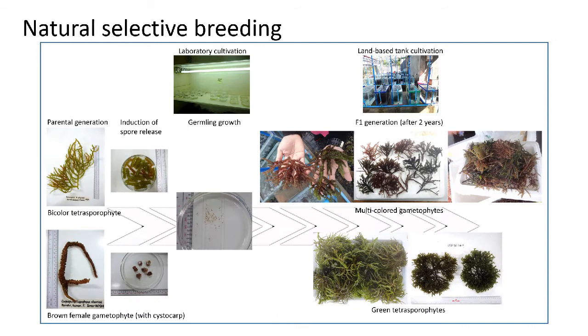This is just a quick rundown of the natural selective breeding that we are doing in the lab. So here on the left-hand side column, you will see the parental generation of the tetrasporophyte and a female gametophyte with the cystocarp. So we induce spore release as shown here in this picture, and the released spores are basically cultivated in the lab until they grow into sizable germlings, and this is brought into the land-based tank cultivation system, and this is basically now the F1 generation, the next generation of gametophytes and tetrasporophytes.